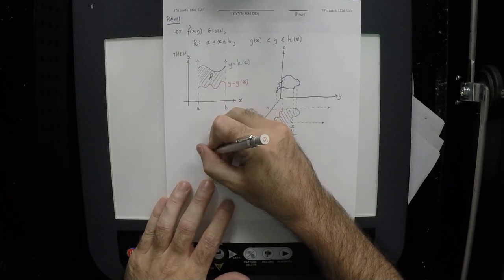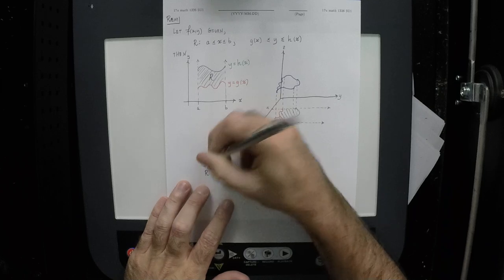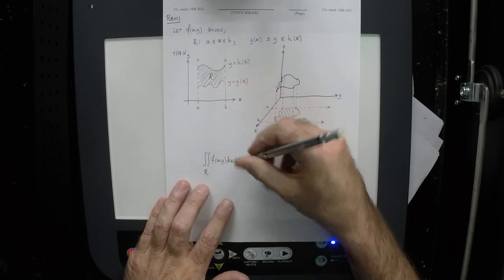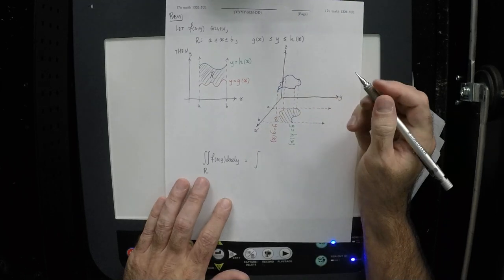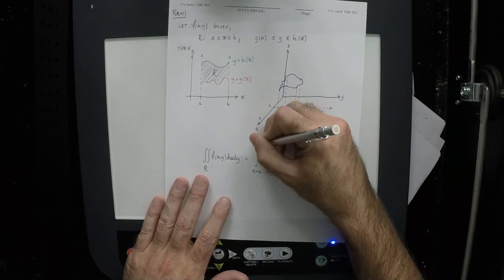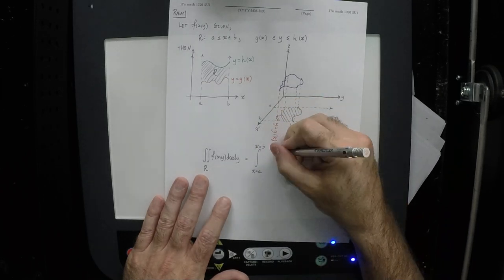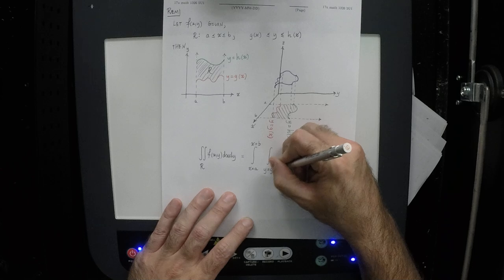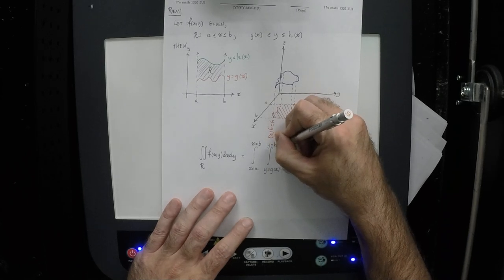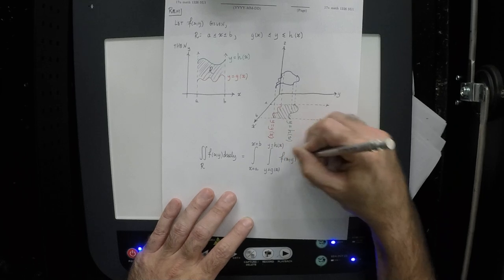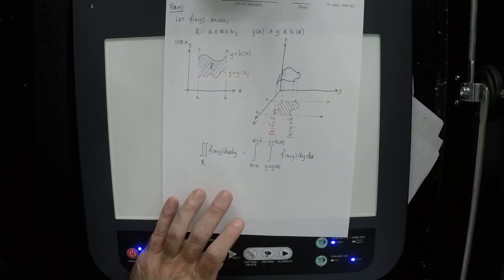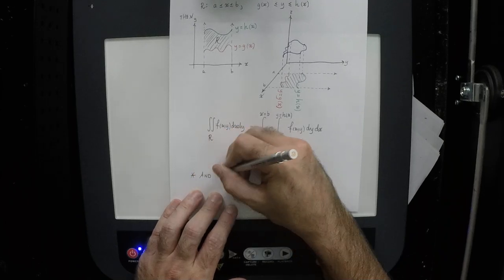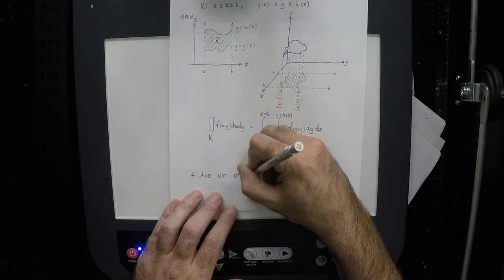In such a case, the double integral over R of f of x and y, you just have the one iterated integral. It would be from x is a to x is b, the outside integral, and then y is g of x to y is h of x, f of x and y dy dx. And not the other iterated integral.